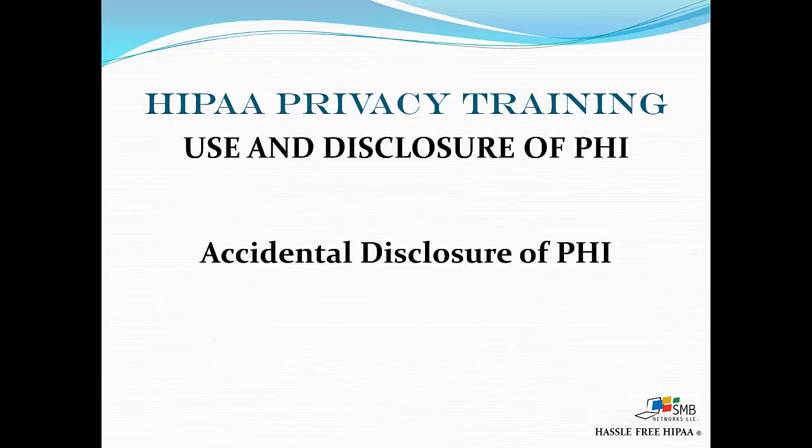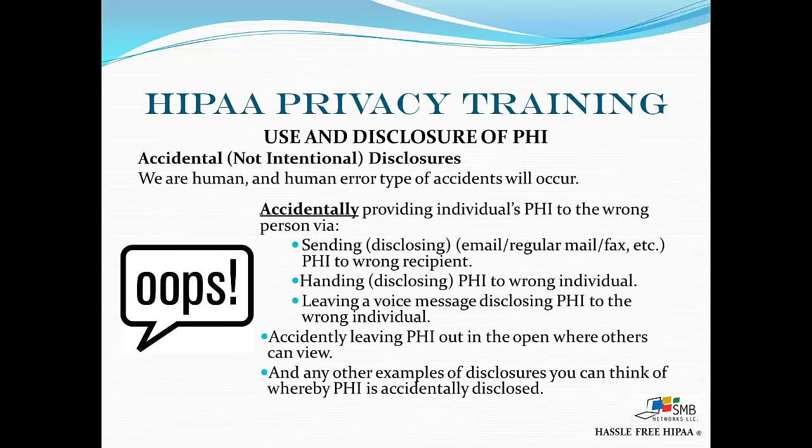Okay, so we looked at the intentional disclosures, and we saw the good and the bad of the intentional disclosures. Let's look now at accidental disclosures for protected health information. We're all human, and accidents will occur, and human error of type of accidents will also occur on a regular and daily basis. An accidental, non-intentional disclosure of protected health information means that you accidentally provided an individual's protected health information to the wrong person.